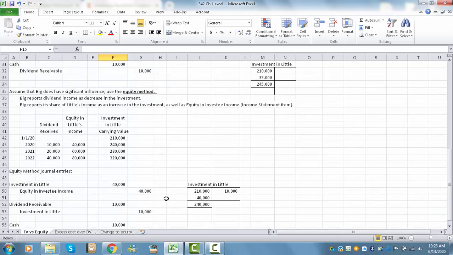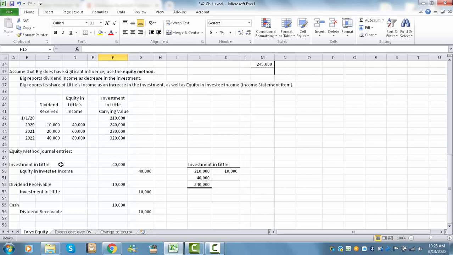So when we have the same situation now, what we have to do is say, all right, when we get dividends receivable, our investment in Little goes down. Doesn't matter that we get cash. I just put this in because obviously we do declaration and then payment or receipt of payment. And the investment in Little goes up by the amount of the income, our share of the income in the other company's equity. So this is the dividend received and the equity that we have in Little's income.